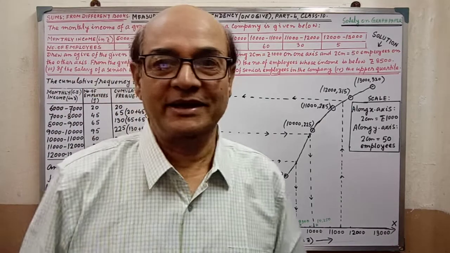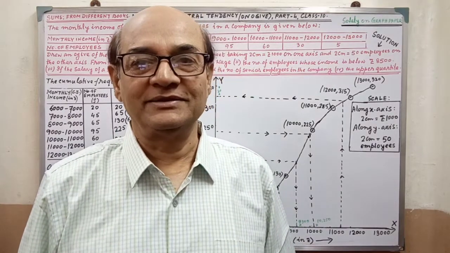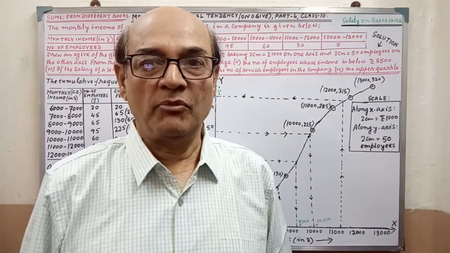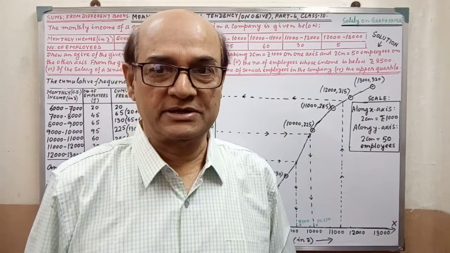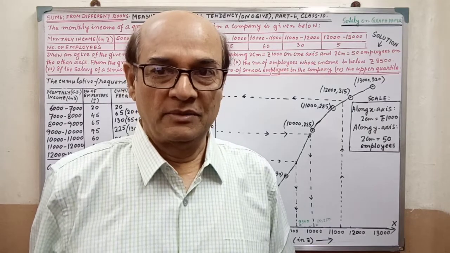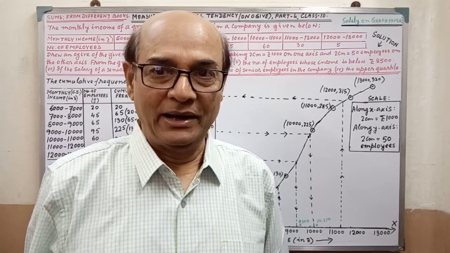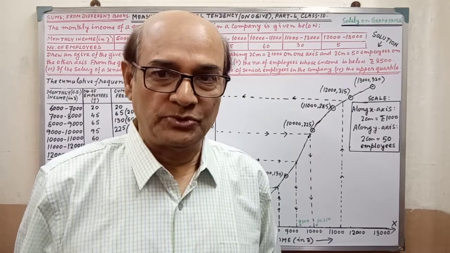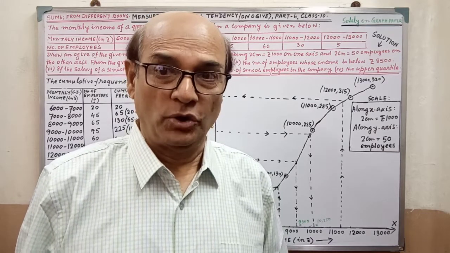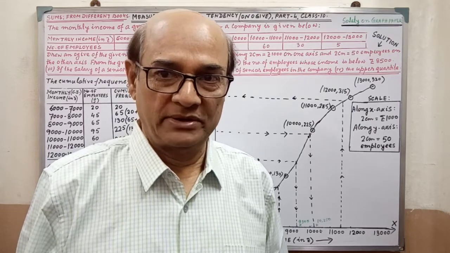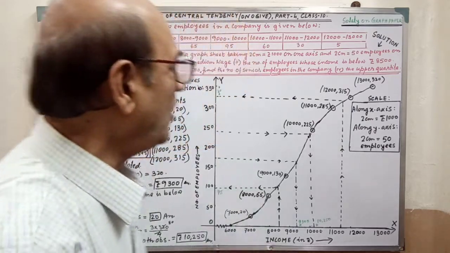Today for class 10, measures of central tendency. You have already got 3 lessons. This is on ogive. From ogive you have to find out median. Mainly you have to do on graph paper, solely on graph paper. Remember this. Please pay your attention on the board.